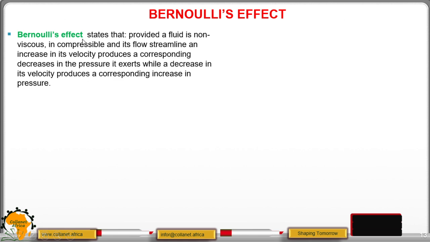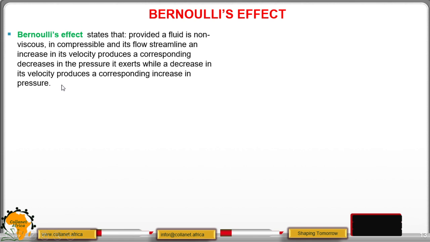What is Bernoulli's effect, or how does it state? It states that provided a fluid is non-viscous, incompressible, and its flow is streamline, an increase in its velocity produces a corresponding decrease in the pressure it exerts, while a decrease in its velocity produces a corresponding increase in pressure.